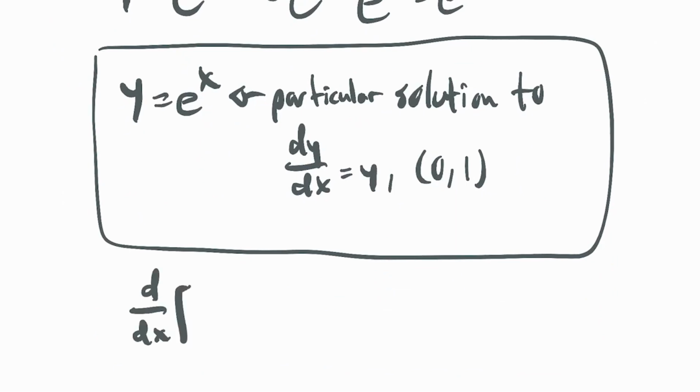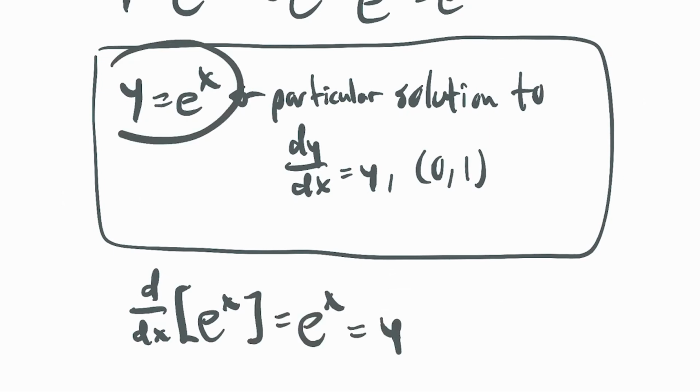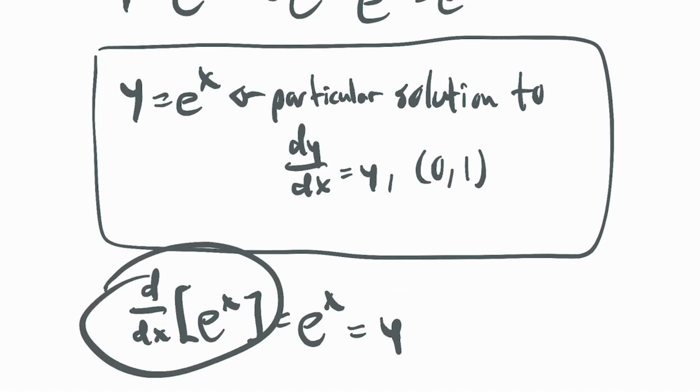d/dx of e to the x equals e to the x. But that's what y is. That's the y coordinate, right? y equals e to the x. So the derivative of the function is the y coordinate. That's what makes this function special.